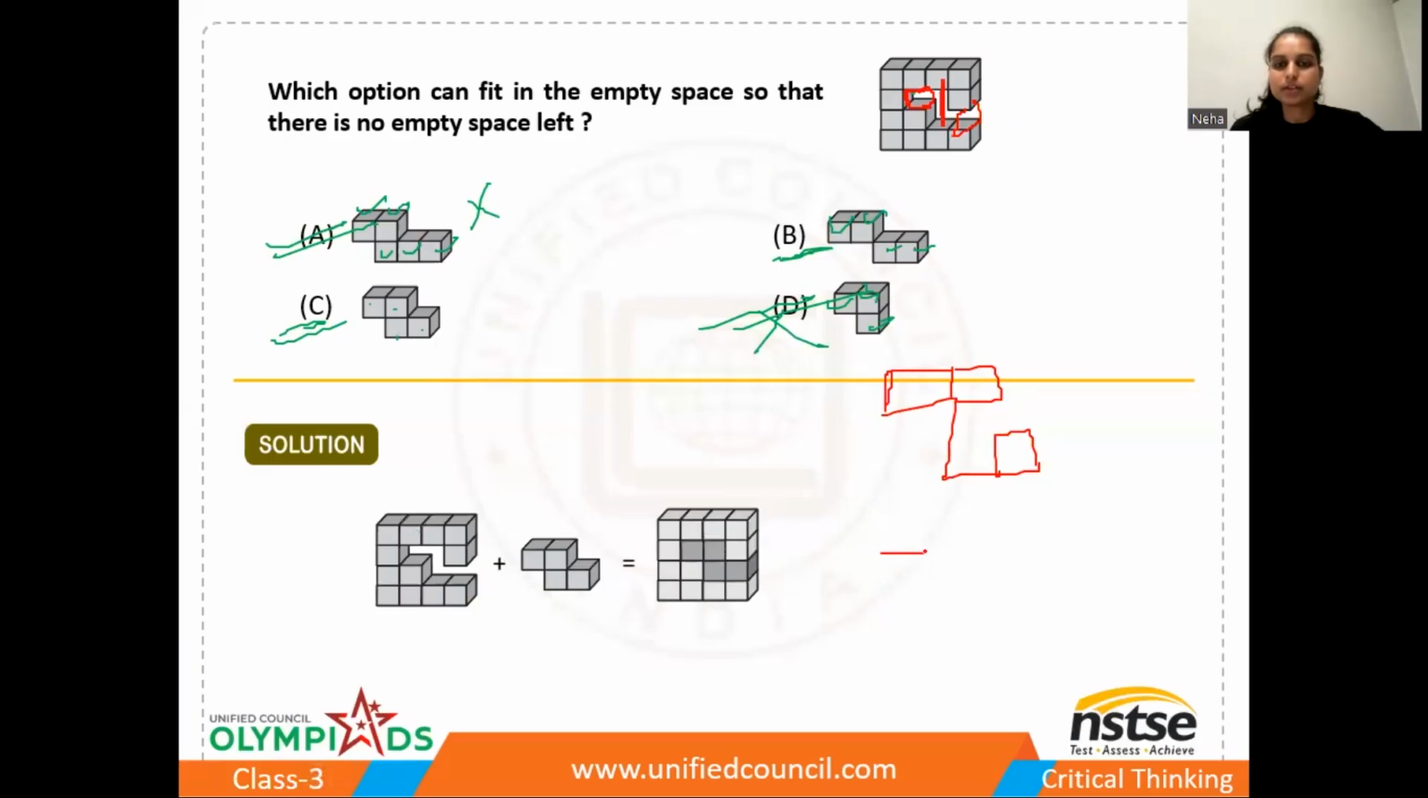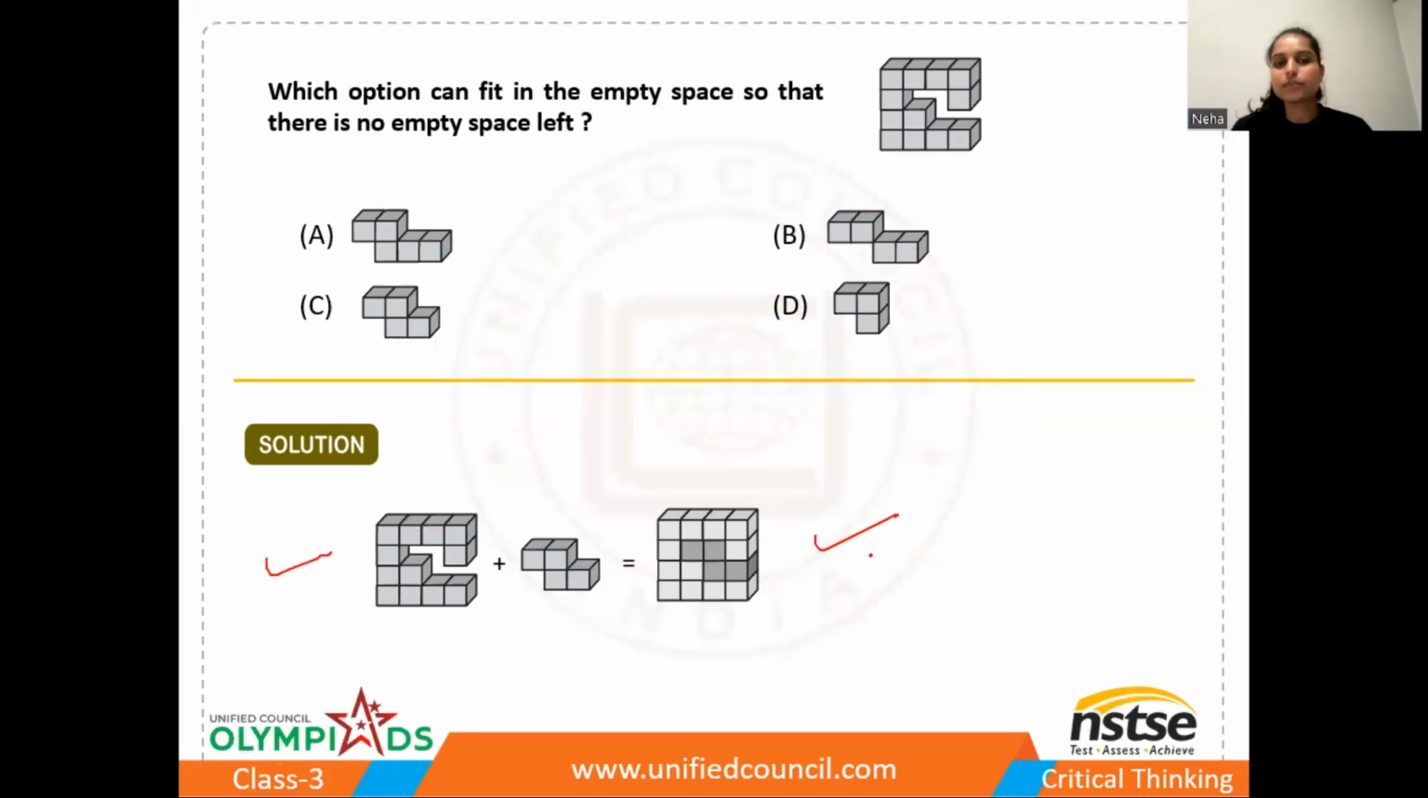Oh, this is not right. Let me show this again. The 1 block, the 2 blocks, the 3 blocks, and this is the 4th block. This type of shape I need. This type of shape I can see in option C. So yes, option C is your right answer. And this is the detailed solution of this given question.